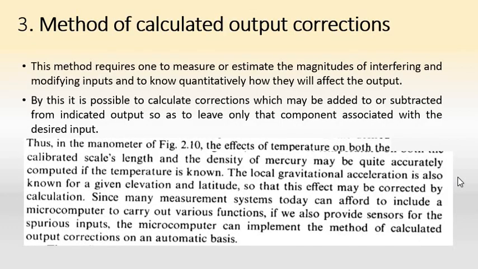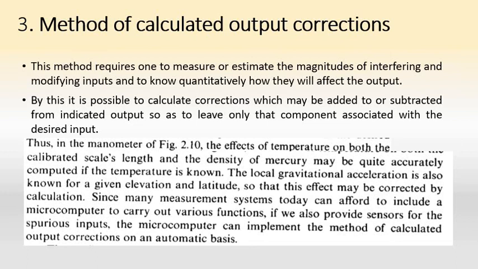Now going to the third method, which is the method of calculated output corrections. In this method we should know the magnitude of the interfering and modifying inputs, and if we know the magnitude of these inputs, then we can understand how they will affect the output. As a result, their effect can be deleted or removed from the output. For this purpose the corrections can be made only after knowing the magnitudes of the interfering and modifying inputs.